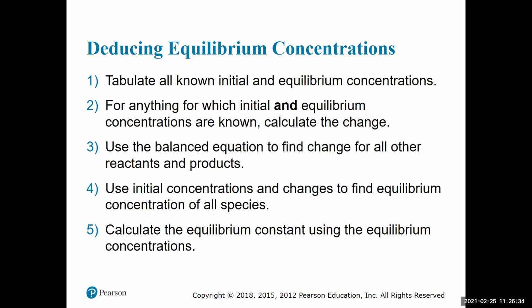You can then use initial concentrations, and if you're able to calculate any changes that occurred based on having any information you had about initial and equilibrium concentrations, and then the stoichiometry of the balanced equation, you can use that to find changes that occurred in the other ones that you weren't given change information on. And then finally, you can calculate the equilibrium constant using all of those equilibrium concentrations that you determined by going through this kind of thought process.